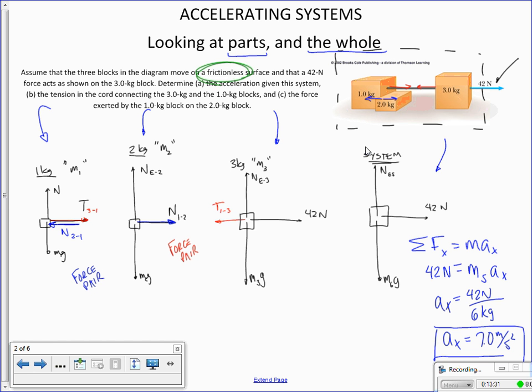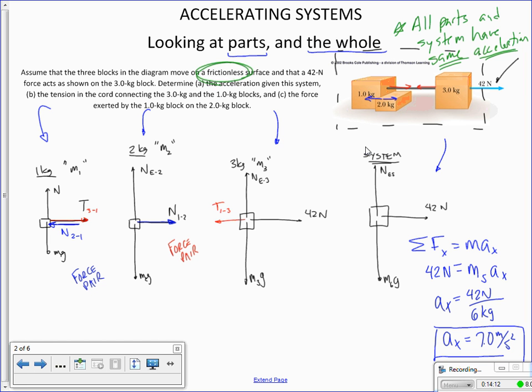The system accelerates at 7 meters per second per second. Well, what does that mean? It means all parts in the system have the same acceleration. All right, if the 3 kilogram object changes velocity at a certain rate, it's physically connected to the other one, so do they. So we've just found the acceleration of every object because we were able to find the acceleration of the system.